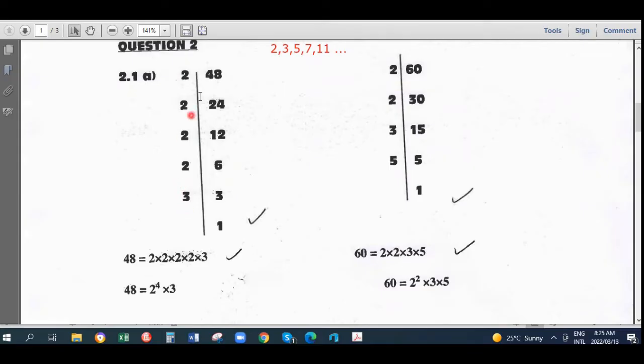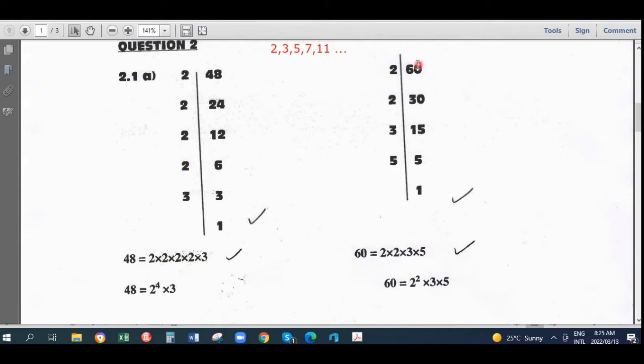And you can test. 48 is equal to 2 times 2 times 2 times 2 times 3. And if you multiply this, it will give you an answer of 48. If you're multiplying your prime factors and you do not get 48, then you know you have made a mistake somewhere here.